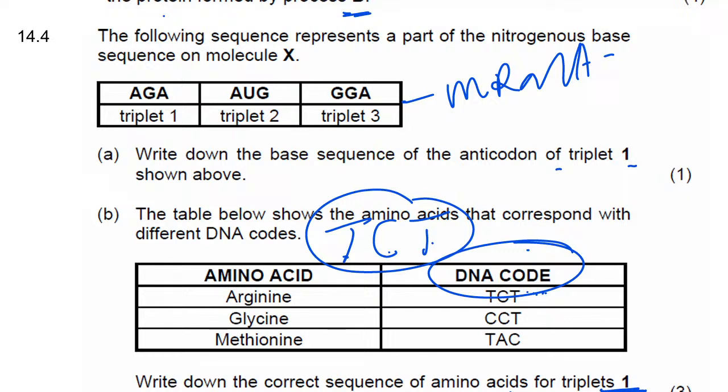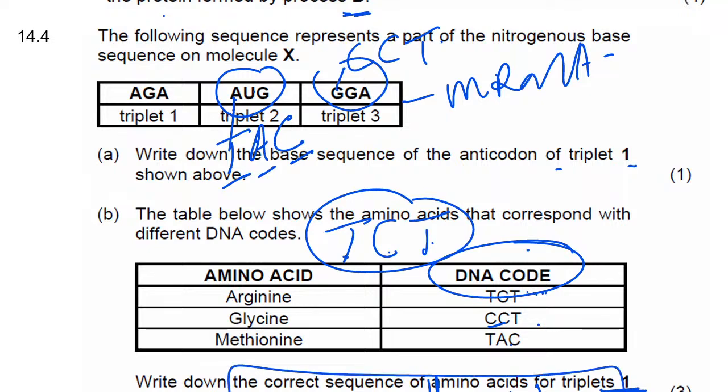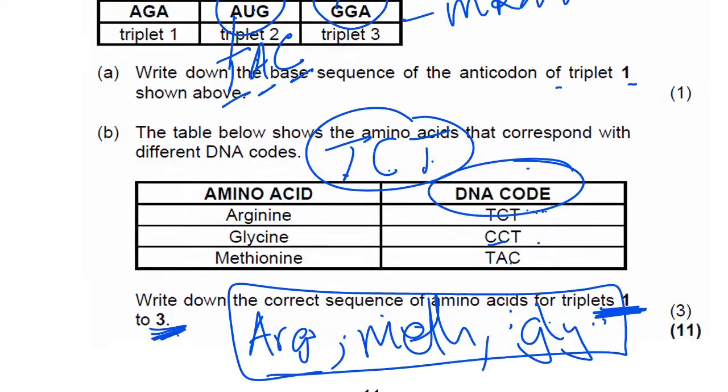Then the second amino acid: U goes with A, and G goes with C. So it's going to be TAC, which is methionine. Then automatically the last one, just to verify, is going to be CCT, which is glycine. So basically this is what you're supposed to write, but you write it in full so that you get the answer right.